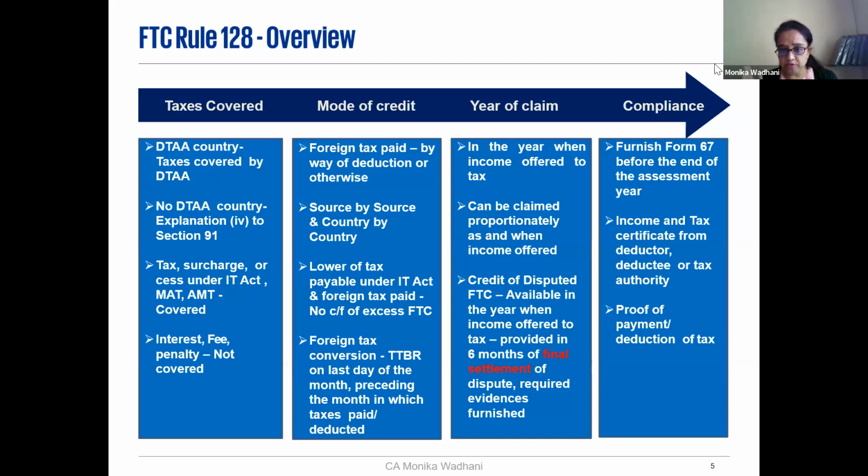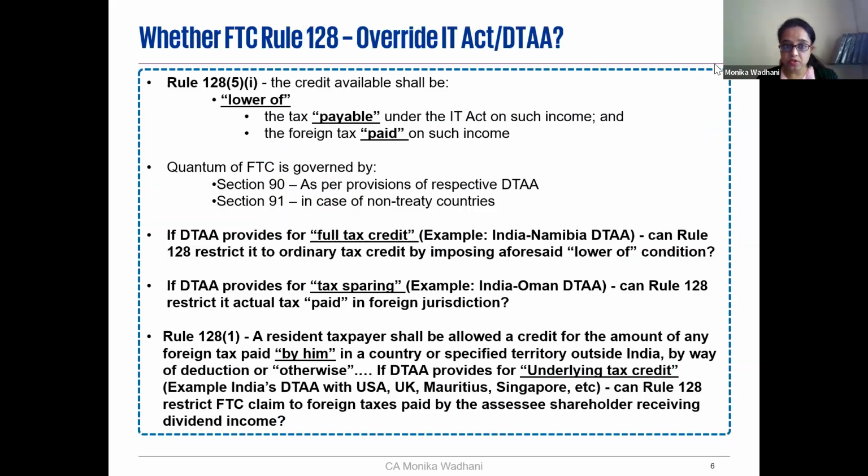Income and certificate from deductor, etc. has to be filed, and proof of payment of taxes in the foreign country has to be filed. So with this, friends, as I explained a while ago, what Rule 128 Subrule 5 Subclause 1 reads is that the credit shall be available which is the lower of the tax payable under the IT Act and the foreign tax paid on such income. Now, what do you mean by payable?